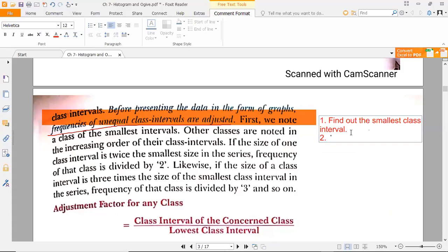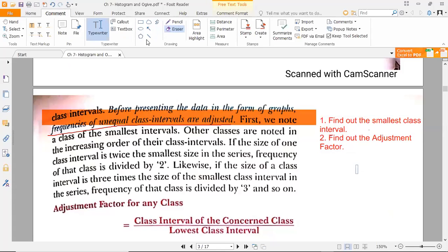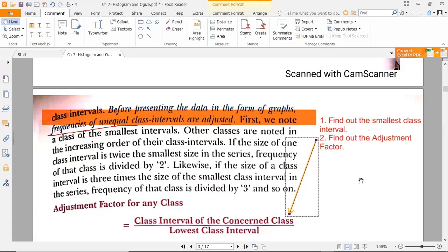Then, now you need to find out the adjustment factor. This is step 2. Now what is adjustment factor? Adjustment factor equals the class interval of the concerned class divided by the lowest class interval.